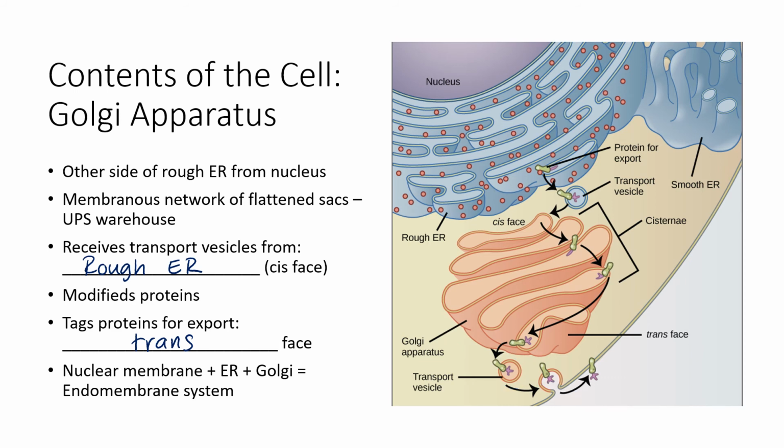Together, there's a combined term for all of these membranes. The nuclear membrane, not the contents of the nucleus, but the nuclear membrane, plus both endoplasmic reticulum, smooth and rough, plus the Golgi, combined are referred to as the endomembrane system.